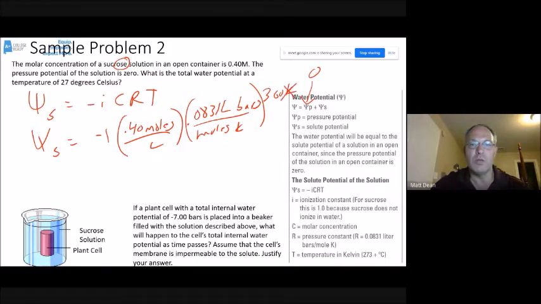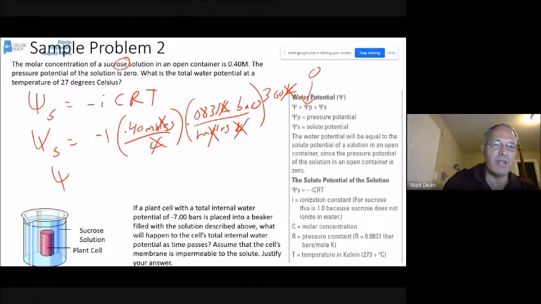Cancel units. K's cancel. Moles cancel. Liters cancel. And now we do the math. So we'll go 300 times 0.0831 times 0.4 times 1. And remembering that this is a negative number because of that negative out front, our solute potential comes out to be -9.97. That goes right here.